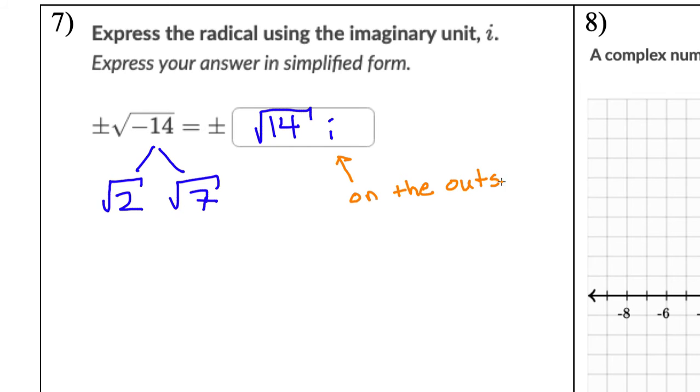Can you put it in front of the square root? You can put it in front or behind. It doesn't matter. And again, it can be front or back.